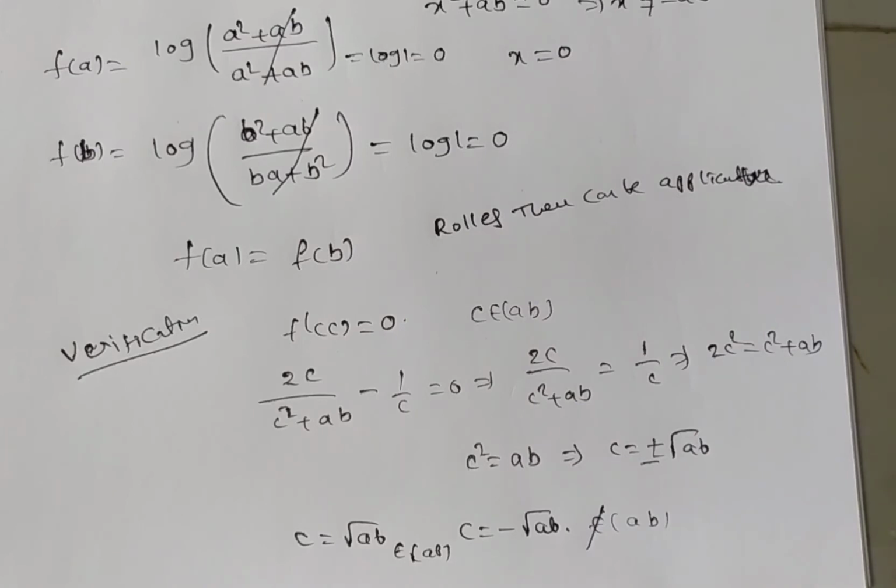More than one c also can exist. No need for only a single c. There exists at least one c. Okay? Like this we can solve Rolle's theorem problems.